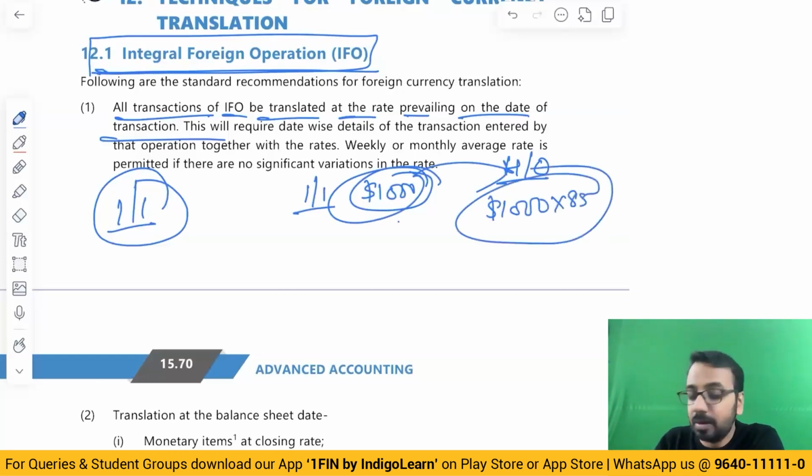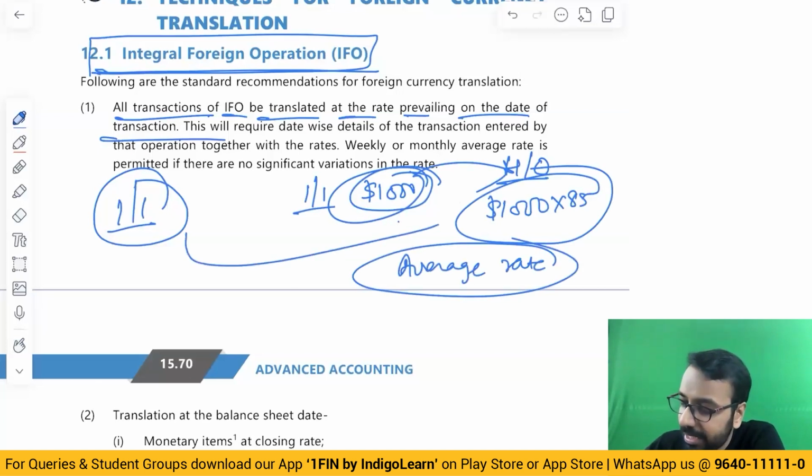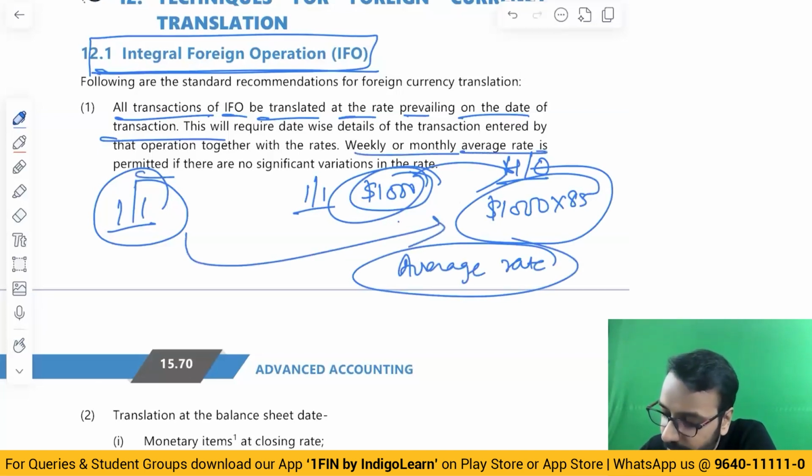Now, will we have individual rates in the examination? No, because there will be so many transactions. So look for the average rate. For the period, what was the rate? At that average rate, we will translate everything. So a weekly or monthly rate is permitted if there are no significant variations. From the examination point of view, we will have the average rate. Okay, that is as far as the transactions are concerned.